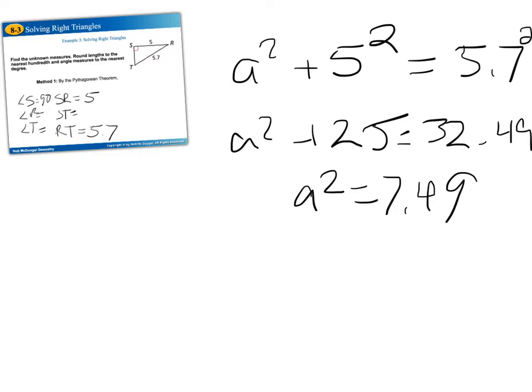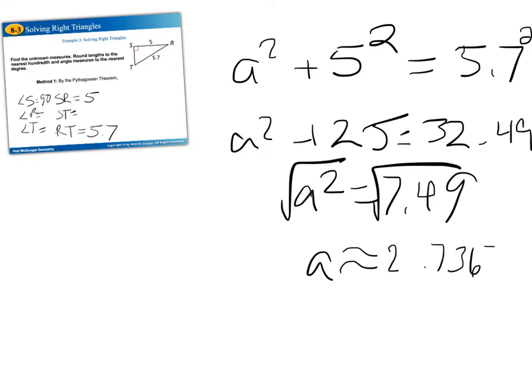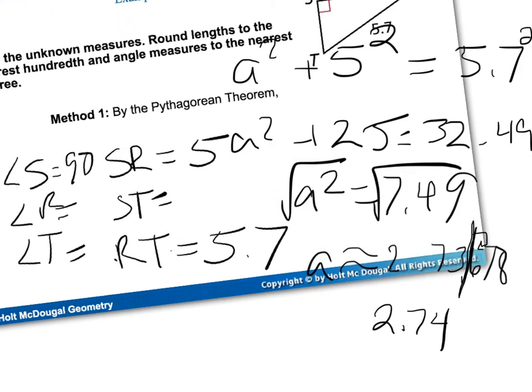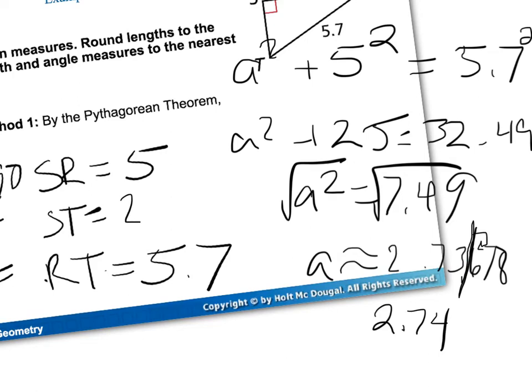All right, so now I need to find out what ST is. So I take the square root of 7.49 and I get A, about 2.7367864, blah, blah, blah. But they told you round lengths to the nearest hundredth. So I'm going to go to the hundredth spot. Hundredth is right here. I look past the line at 6. 6 tells me to go up. So this rounds up to 2.74. All right, so I'm going to fill this in as 2.74.